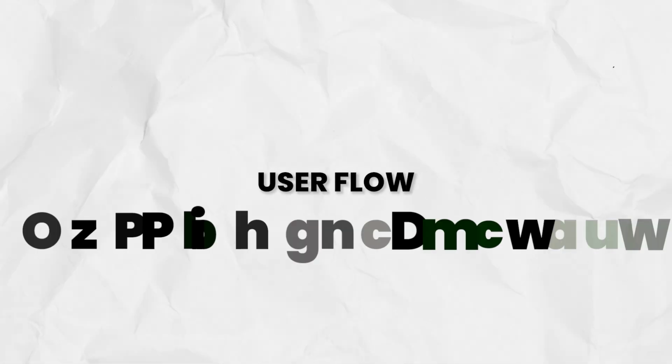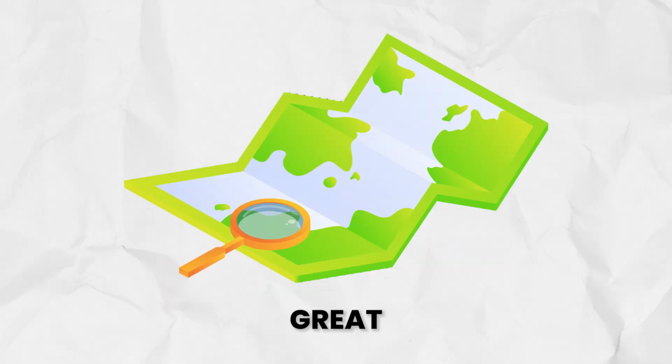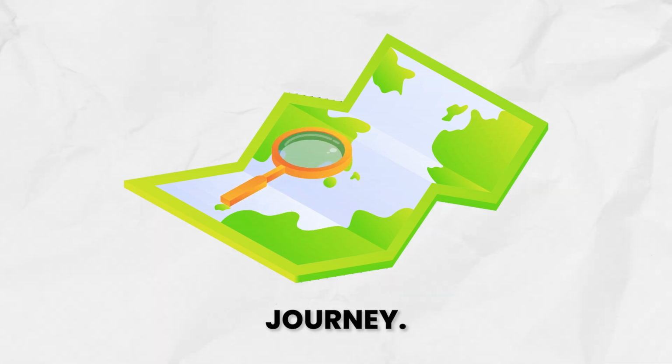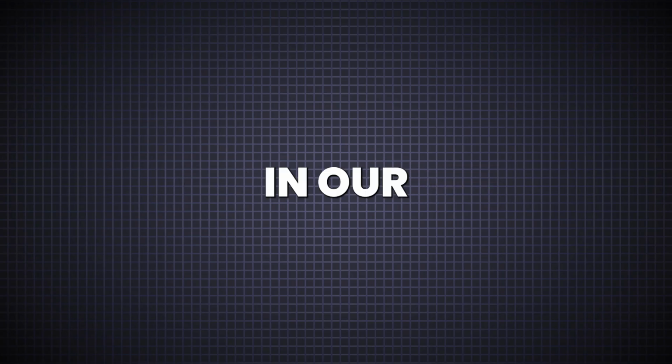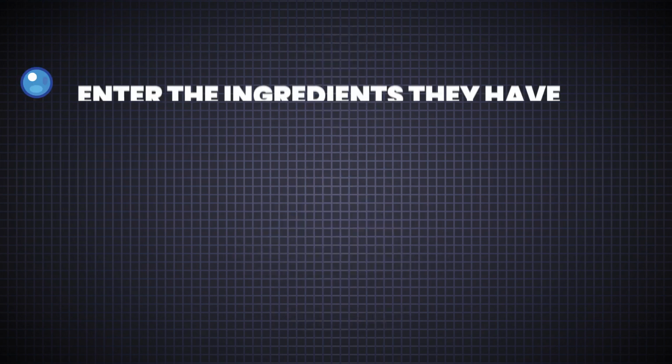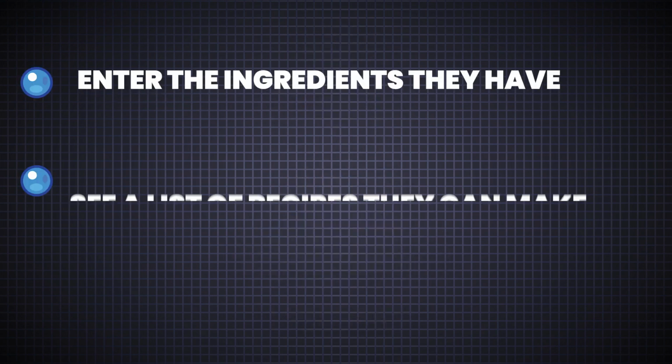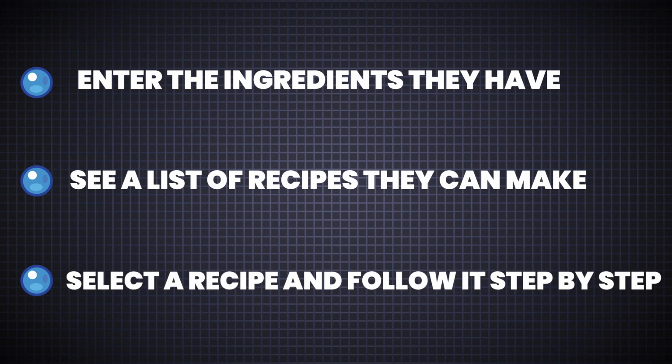Step 1, User Flow: Mapping the Journey. Every great design starts with understanding the user journey. Think about the people using your app. What do they want to achieve? In our case, the user wants to enter the ingredients they have, see a list of recipes they can make, select a recipe and follow it step by step. This is called the user flow, and it's essential to map it out clearly.